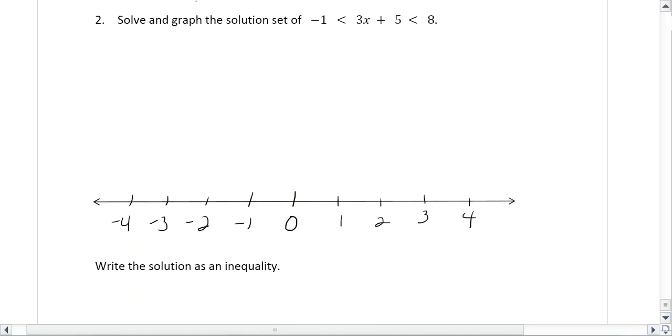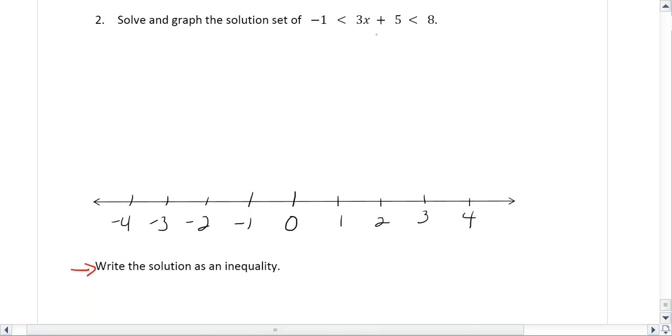All right, let's do example 2, where again we're asked to solve and graph the solution set of this inequality, and we're supposed to state the solution as an inequality. So let's try to get used to working with 3 parts of this at once. So we're going to solve for this x. We want x alone here in the middle.